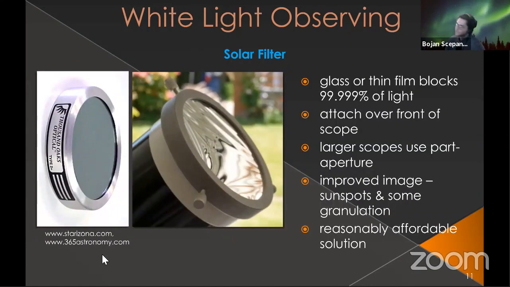We have these types of filters, solar filters, that we can place directly on our telescopes. So this left one right here is a glass filter, while this right one here is a thin film similar to the one found in the solar sunglasses. So you attach this directly to the front of your telescope or the objective of the telescope, and this filters and rejects all of the sunlight and allows you to use your telescope.